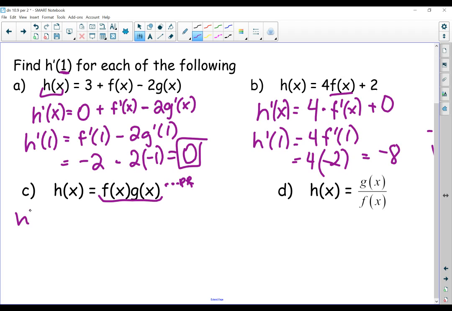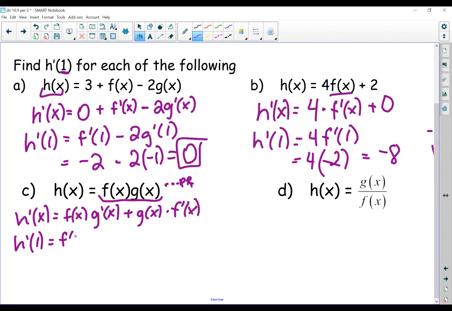So if I want the derivative here in general, it's first d second plus second d first. And again, I could switch these to be the different order. It doesn't really make a difference. But now I'm going to find h prime of 1. So it's going to be whatever f of 1 is times g prime of 1 plus g of 1 times f prime of 1. And then I just go to my table for that information.